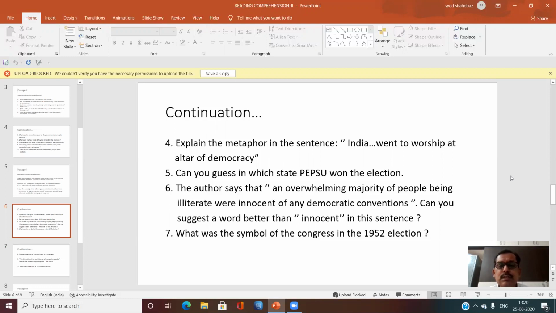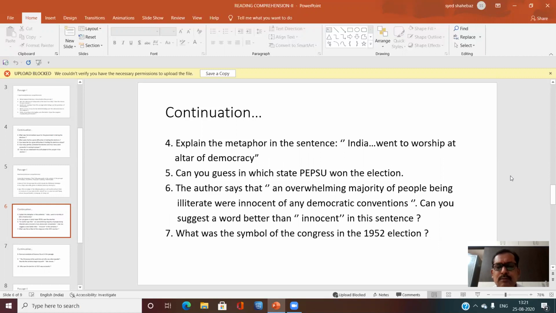Can you guess in which state Pepsu won the election? It won the election in Punjab. The words Akali leadership reveal this. It won the elections in Punjab province because the word Akali refers to that province. Next, author says that an overwhelming majority of people being illiterate were innocent of any democratic conventions. Can you suggest a word better than innocent in this sentence? Other word is ignorant.